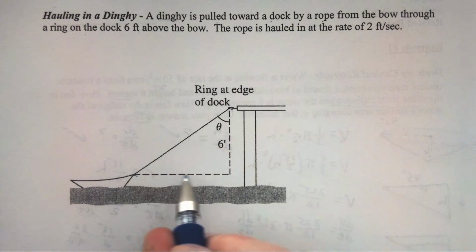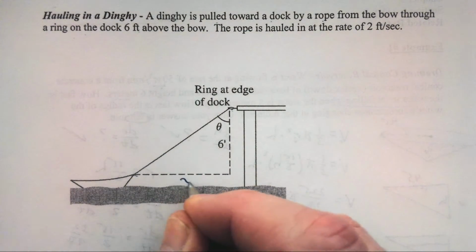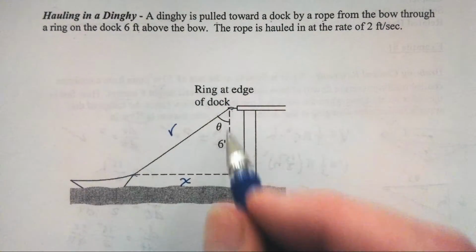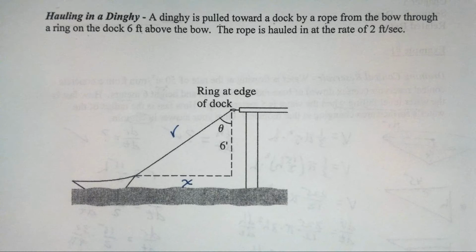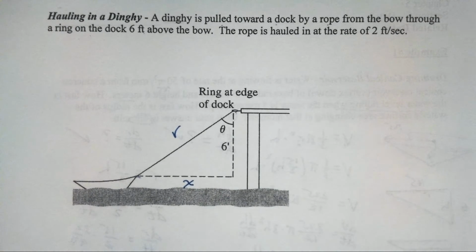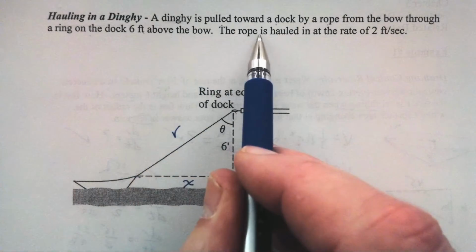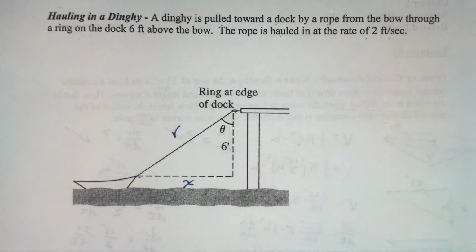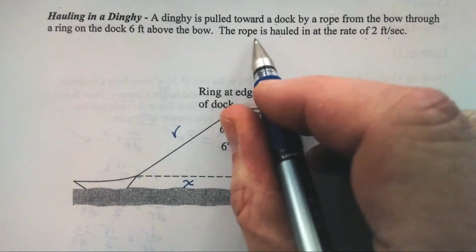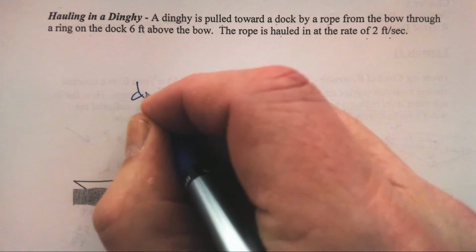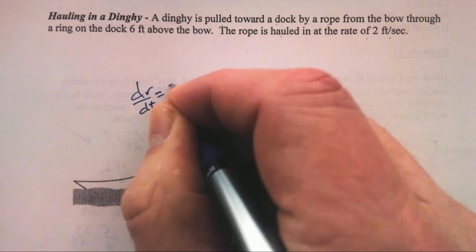The boat's sliding in here. I'm going to call this X. I'm going to call this R, either for rope or radius that we're spinning around here. As I see they're talking about theta, it wouldn't surprise me later on if they ask us to find how the angle measure is changing. The rope is hauled in at a rate of 2 feet per second. So as I like to say, talk calculus to me. The rope is being hauled in, so the rope is shrinking. So dr/dt is -2.